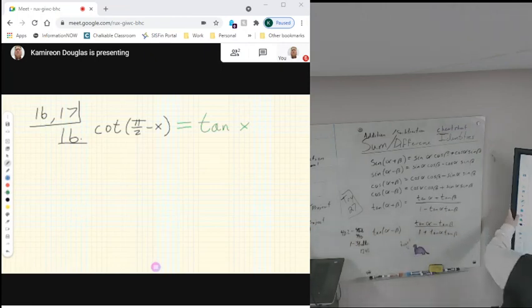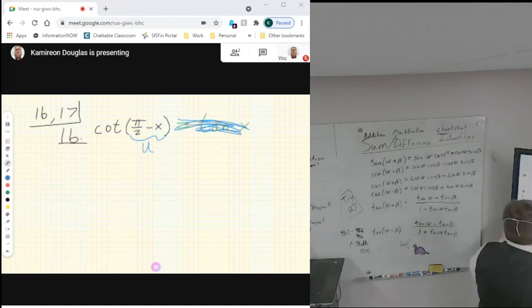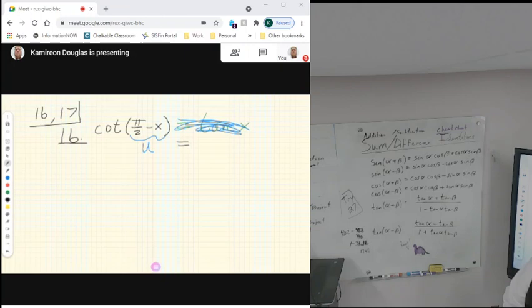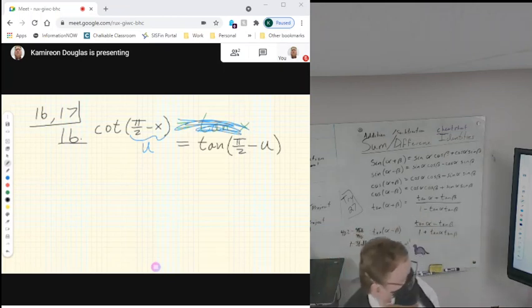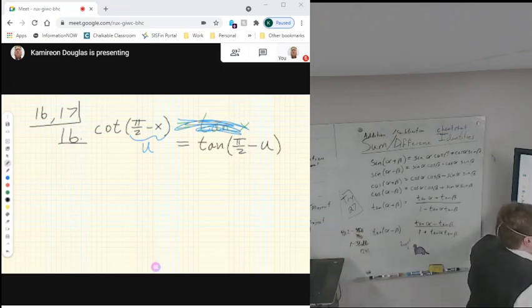So now I'm going to do it again. This time, ignore that for a second. I make this my u. So I have cotangent of u. According to my cofunction rules, cotangent of a value is equal to tangent of pi over 2 minus that value. Now I do a substitution. Everywhere I have u, I replace with pi over 2 minus x.